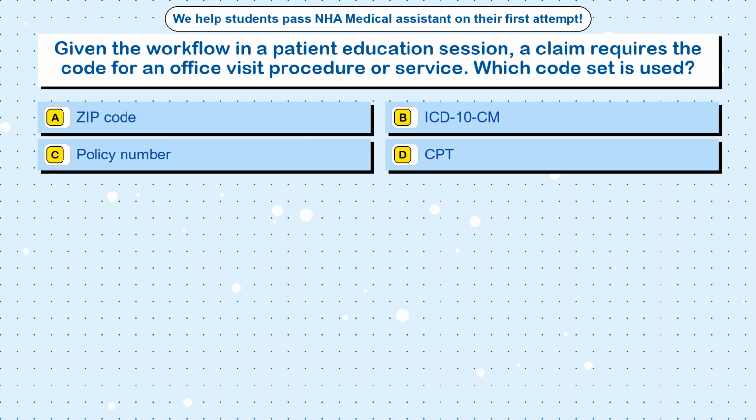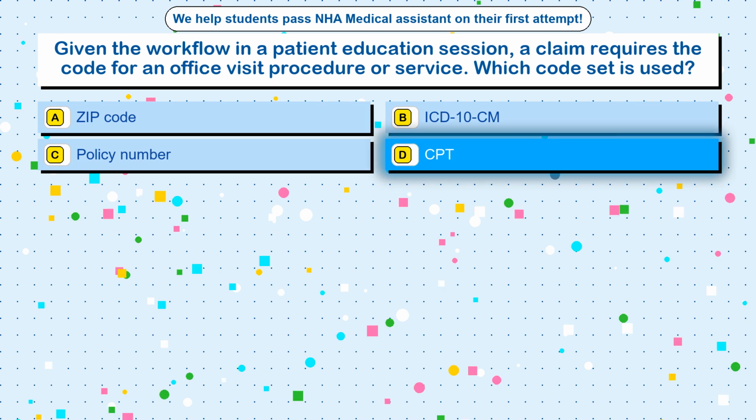Question 19. Given the workflow in a patient education session, a claim requires the code for an office visit procedure or service. Which code set is used? Option A, zip code. Option B, ICD-10-CM. Option C, policy number. Option D, CPT. The correct answer is option D, CPT.